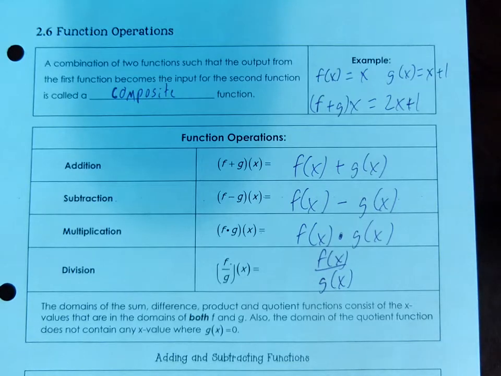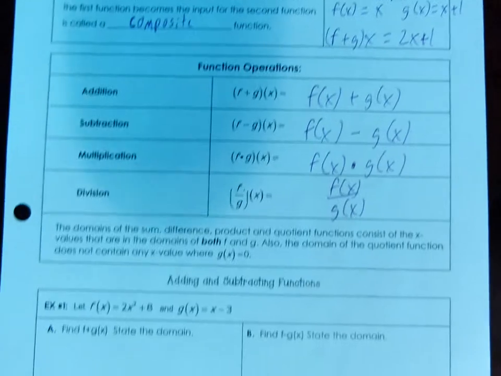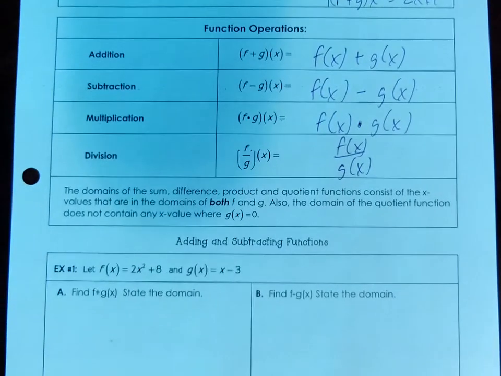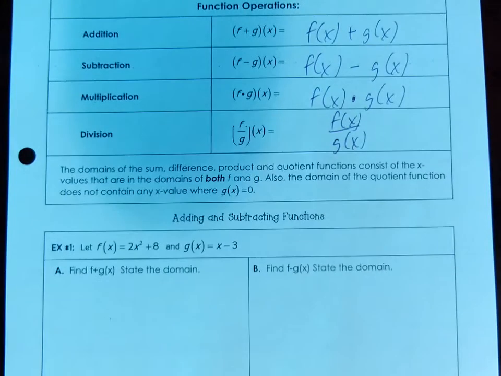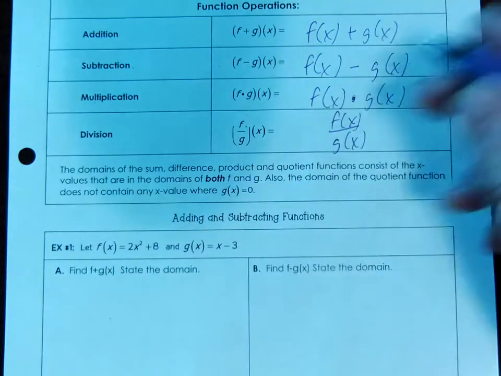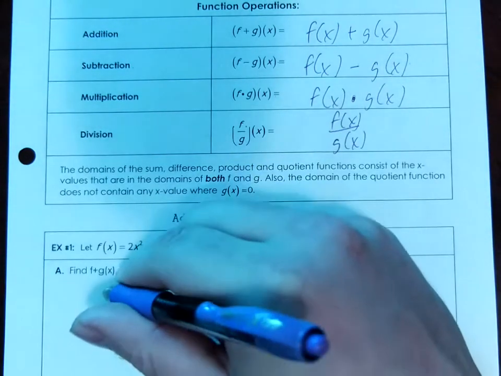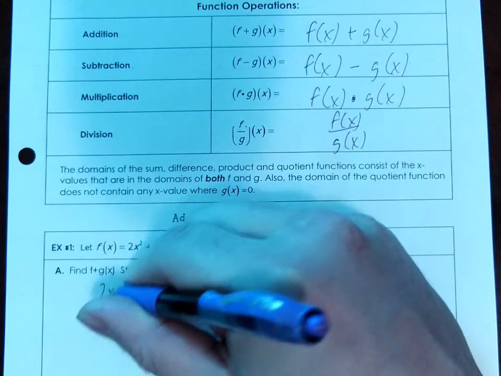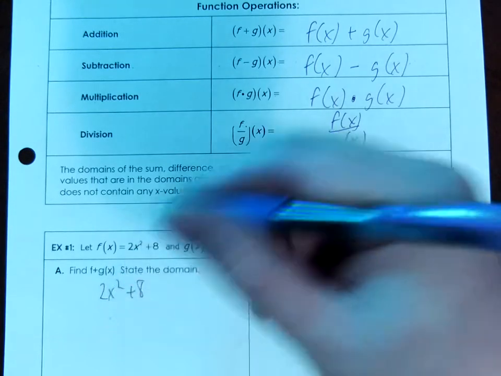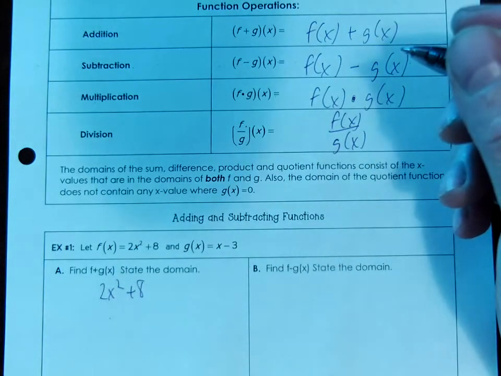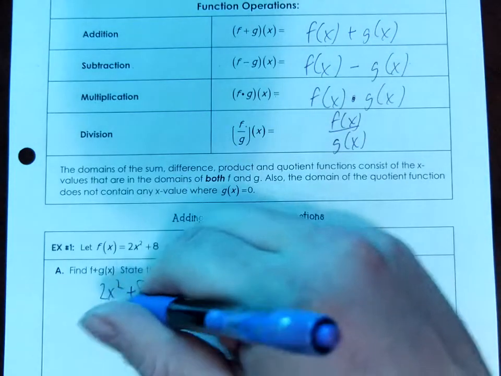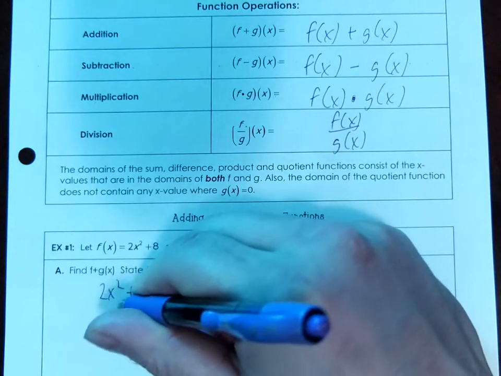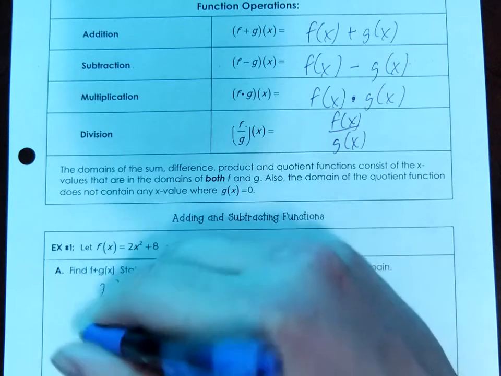Alright. So, domains. So example 1a. We're going to take these two functions and we're going to add them together. So we're going to take f of x plus g of x. So let's add them together here. So again, I prefer to add vertically. 2x squared plus 8, that's f of x. G of x is equal to x minus 3. We're going to add these together.